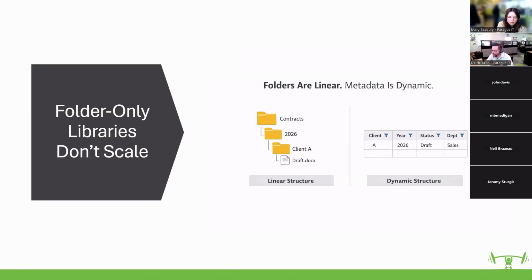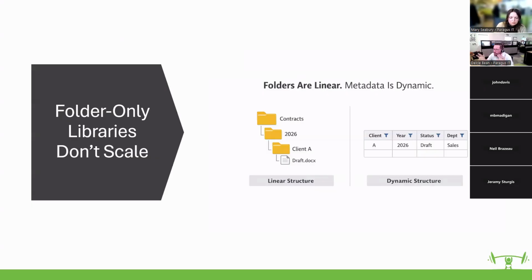Metadata changes that model entirely. Instead of forcing a document into a single folder path, what you can do is assign attributes to it. So rather than burying a file under contracts, 2026, client, status, you can create columns such as client, year, status, and department. The document lives in one flat library, but it can be filtered and viewed dynamically based on the attributes of the file. In one view, you could see all 2026 contracts. In another, all contracts for a specific client. In another, all contracts currently in draft status. You're no longer navigating through file structures, you're just querying it.